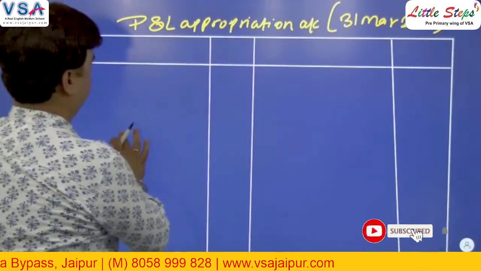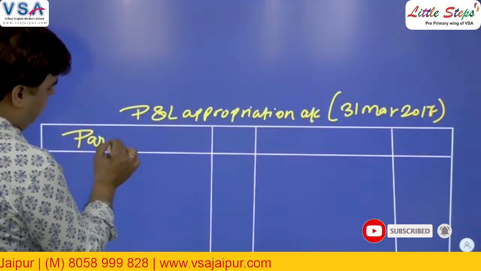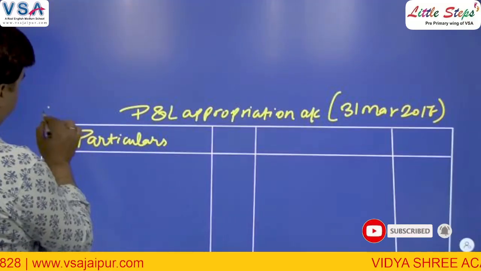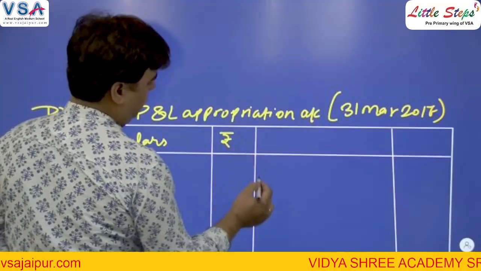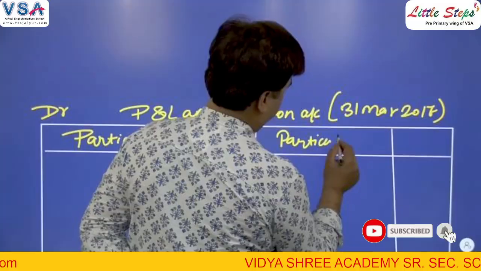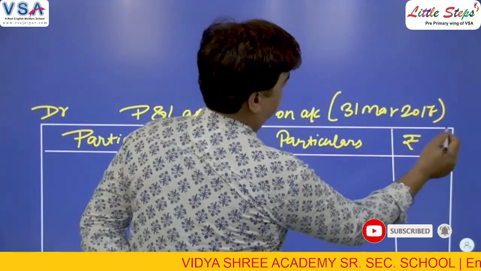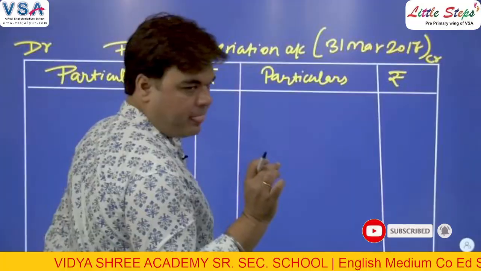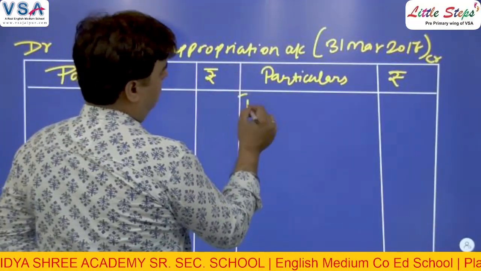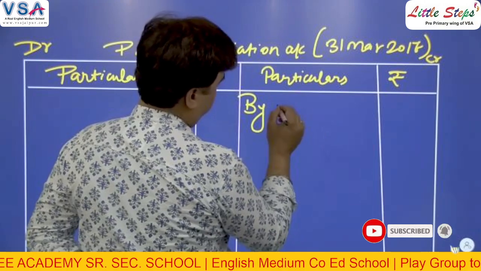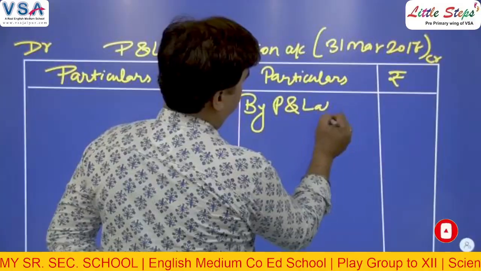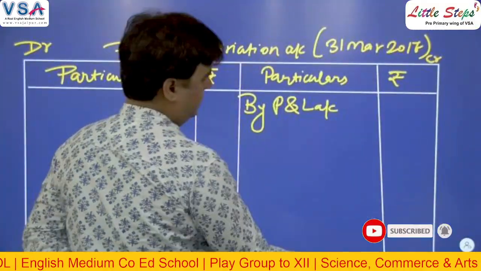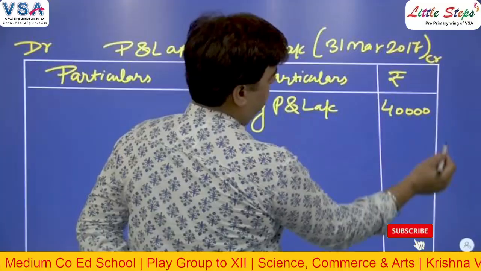2017, right? Now according to the format, here we will have the particulars. Here the debit part is given. Here the amount will be entered. Again here particulars. And here the credit part will be given, right? First of all, the starting we will simply post the profit. So this will be by P&L account. How much the profit was? 40,000 is for 2017. We will simply post 40,000 here.